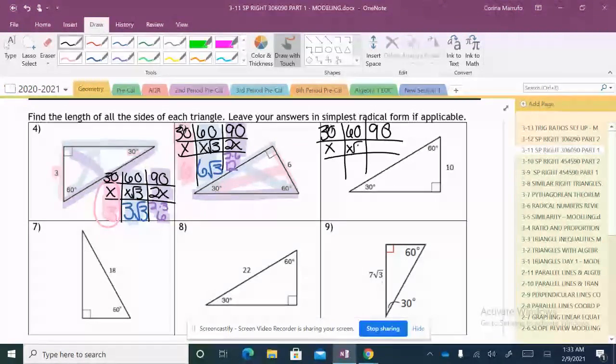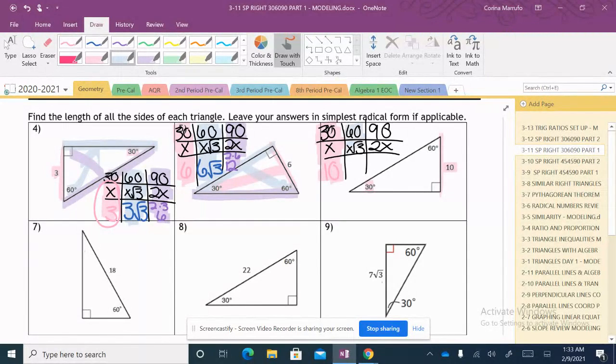X, x times the square root of 3, and 2 times x. Okay, so then we go ahead and look at the diagram, or our triangle here. And so they give us the side across our 30 is 10. They tell us right here. So then in this box, we are going to put 10. Okay. Then the side across our 60-degree angle, here's our 60, this side over here across from the 60, we don't know what it is. That's what we're looking for.